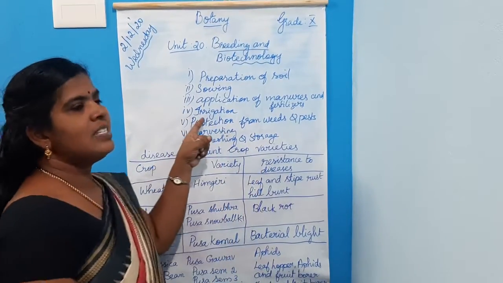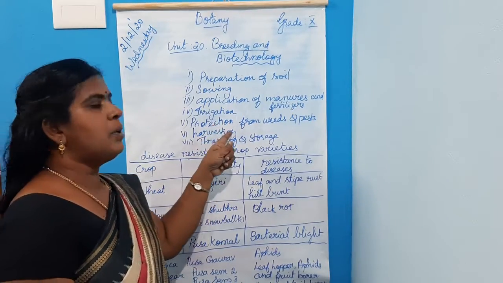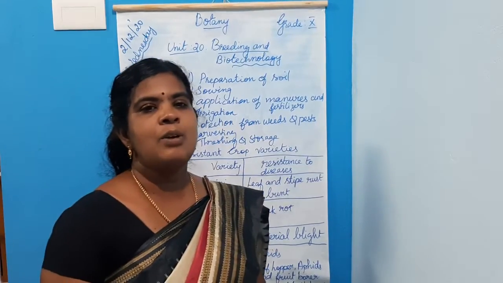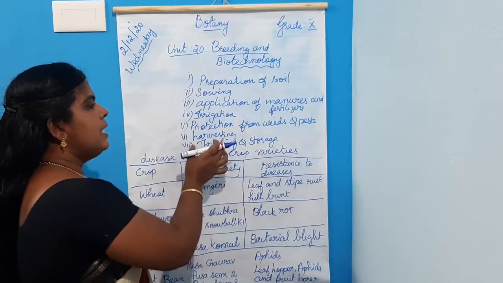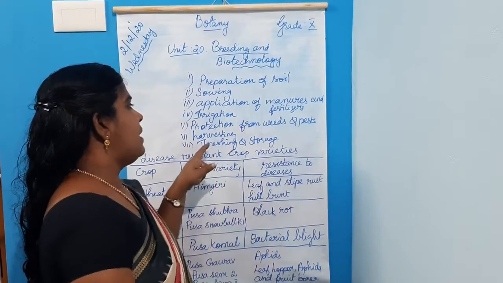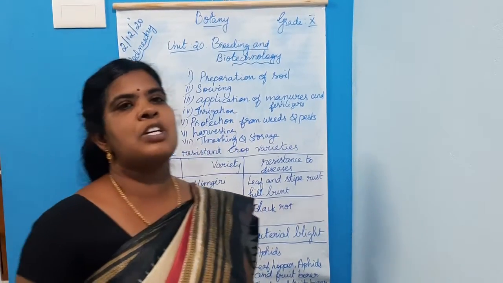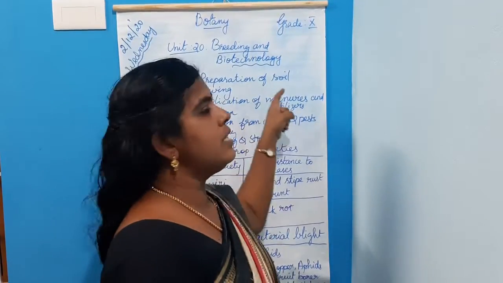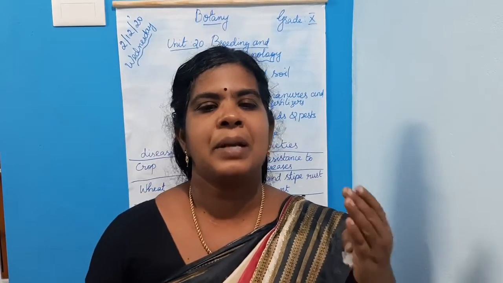Next, irrigation. What is irrigation? The process of supplying water to the field. Then protection from weeds and pests. What are weeds? Weeds are the unwanted plants which grow along with the crop plants. Next, harvesting, the cutting and gathering of mature crop plants. Next, threshing, the separation of grains from the straw. So these are the modern agricultural practices.